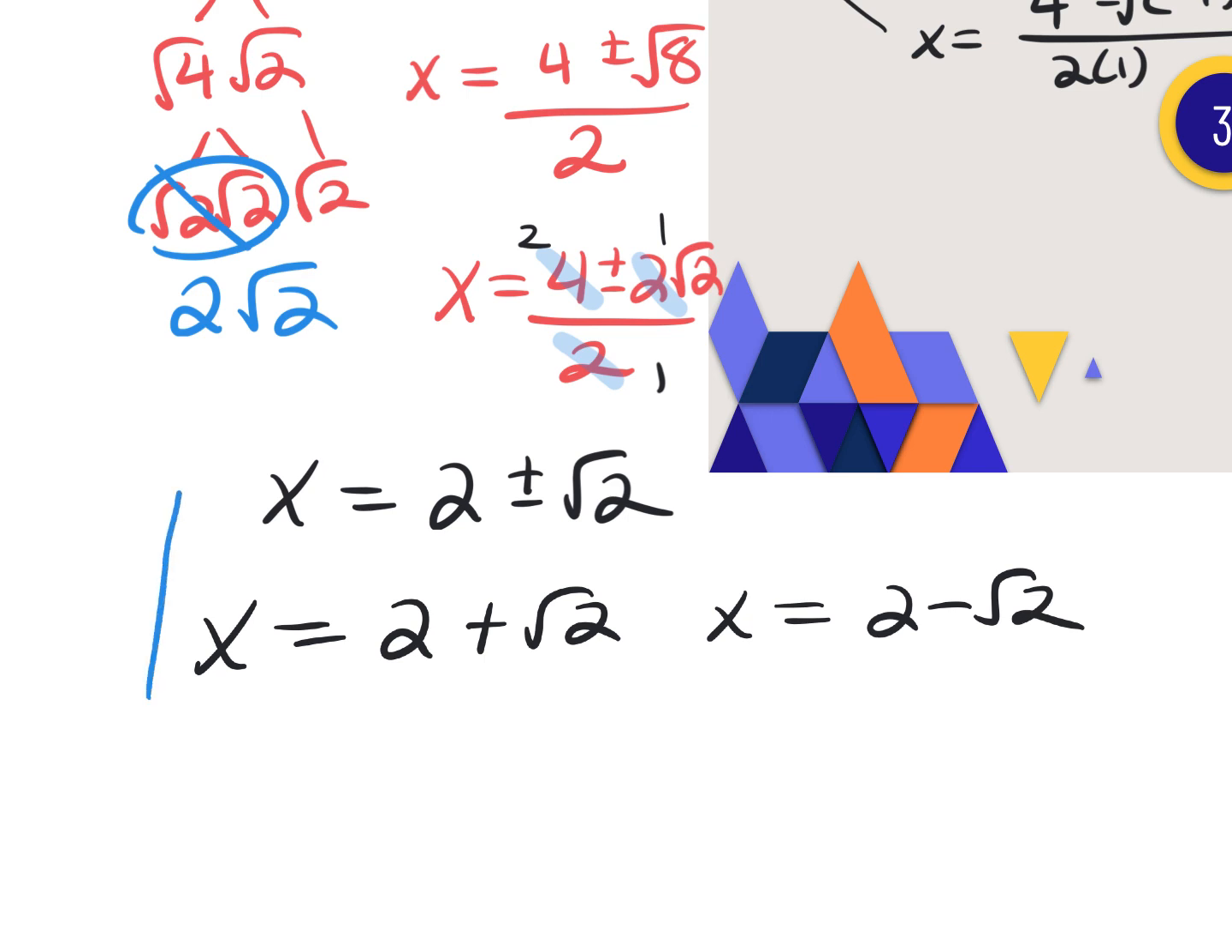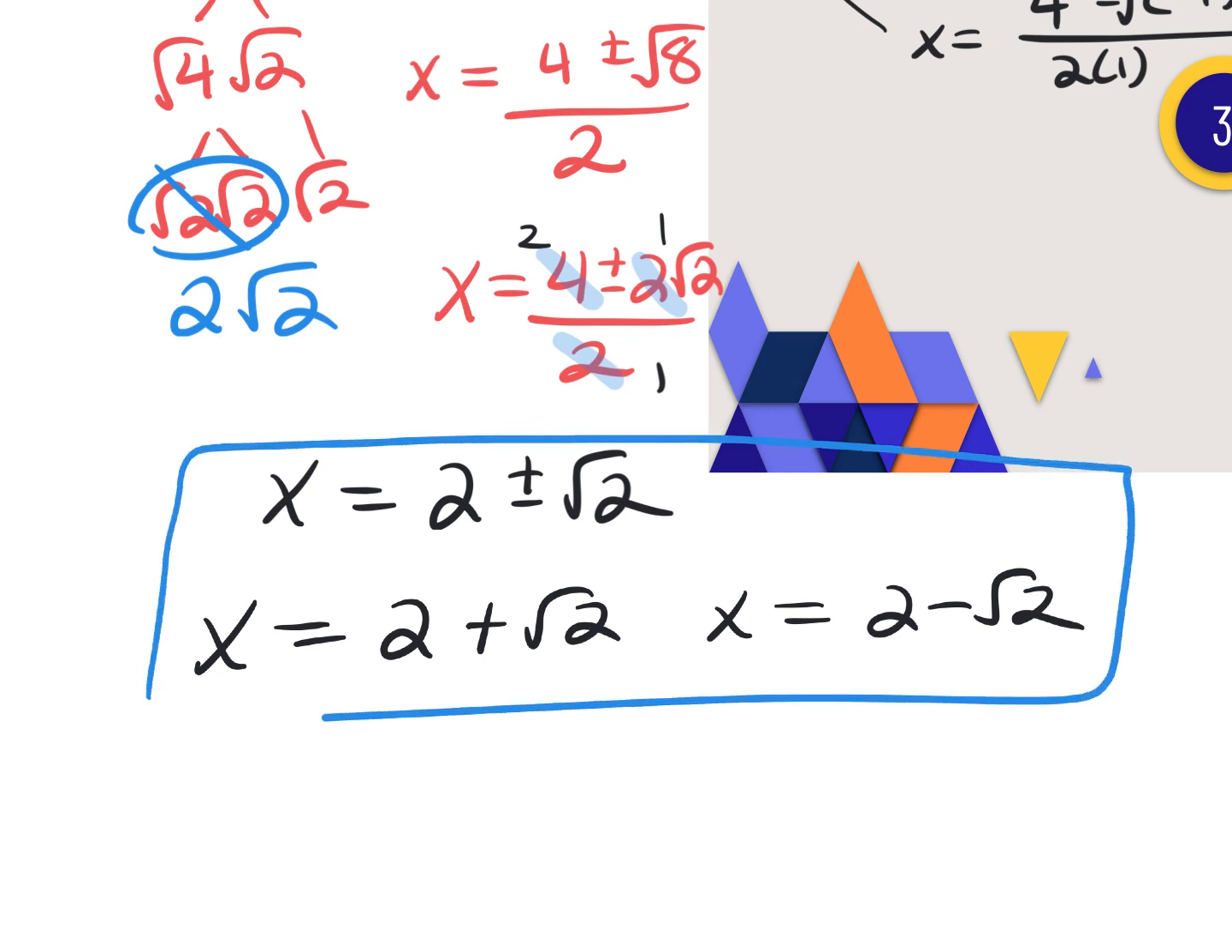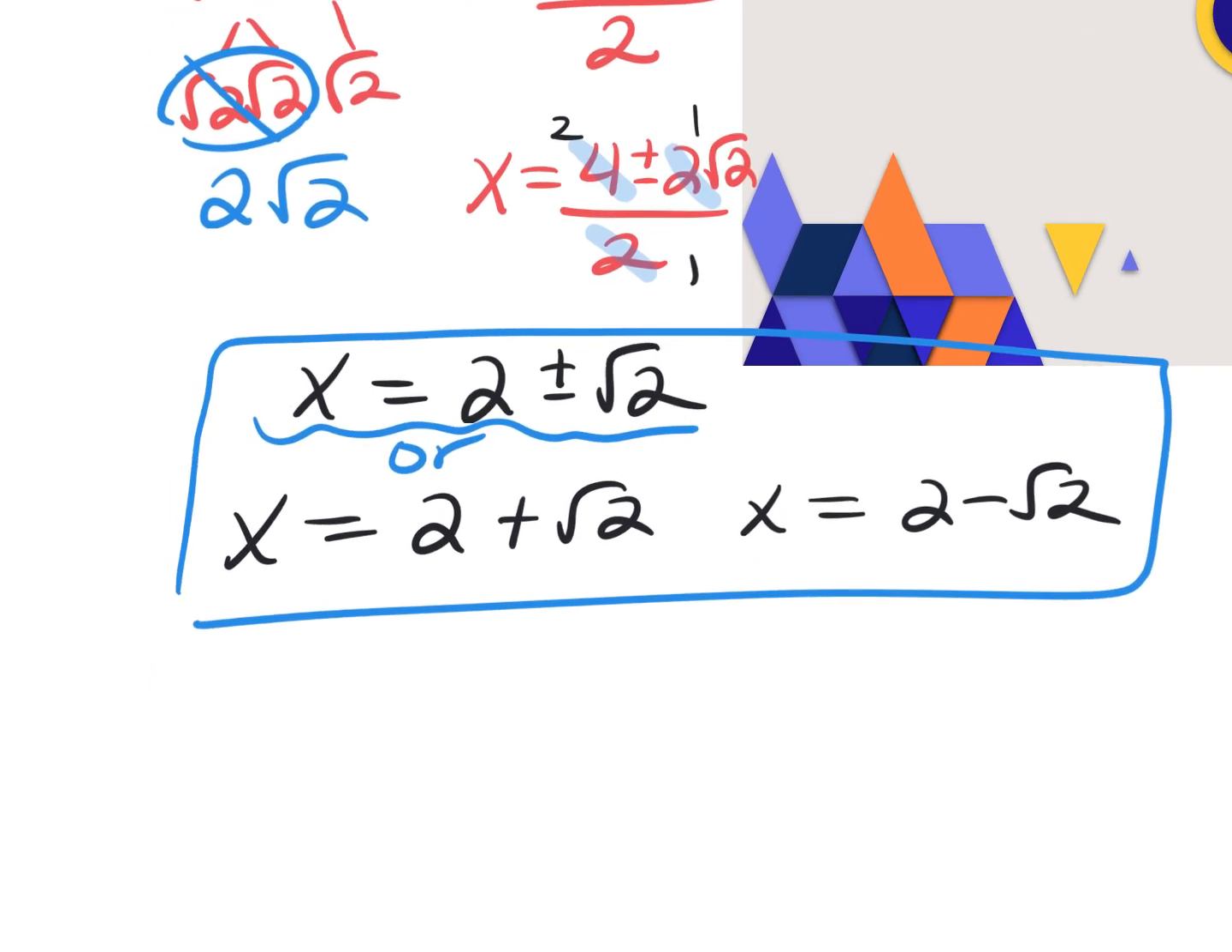So this is how I would expect your answer on the quiz to be. You can either leave it with the plus minus or pull it apart. However, tonight in Big Ideas, they want you to take out your calculator and do 2 plus the square root of 2.